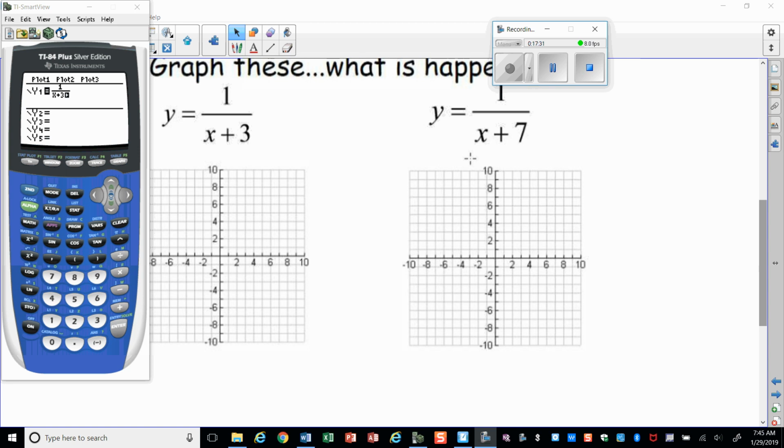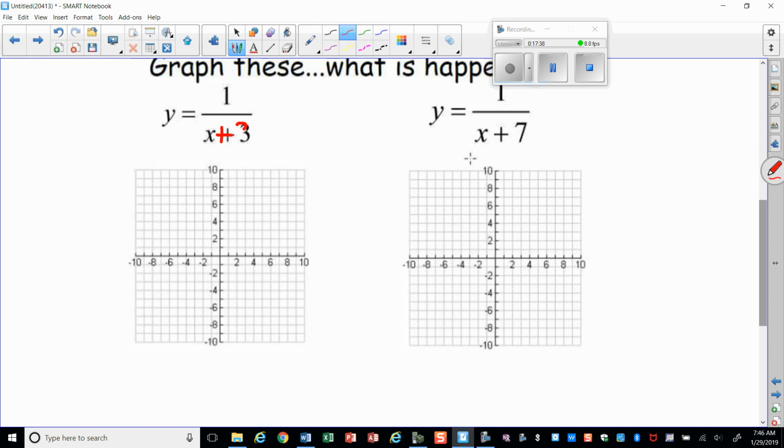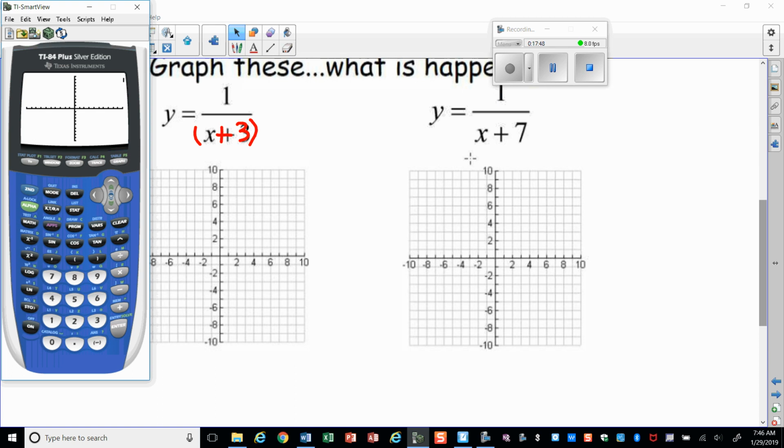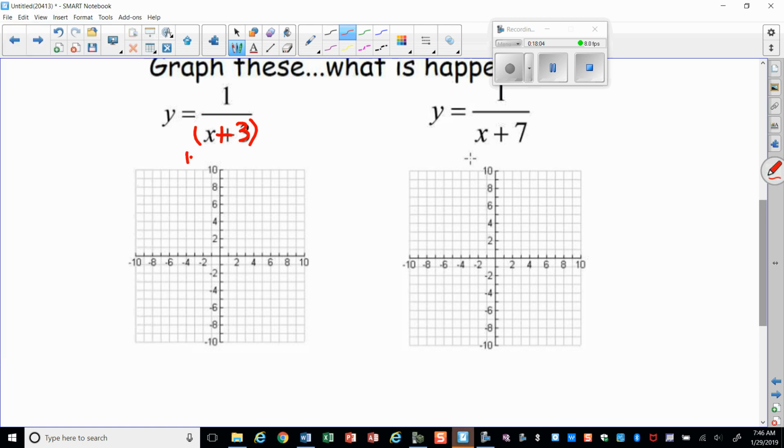Okay, so I've got a hyperbola because it's 1 over x, but now the plus 3 is in my denominator, so it's kind of there with the x. So how is this shift going to be? Oh, it moved to the left, just like it did with quadratics and absolute value. If it's with the x, it's going to move left and right, and it's going to be the opposite. This was a plus 3, and notice this moved to the left 3.